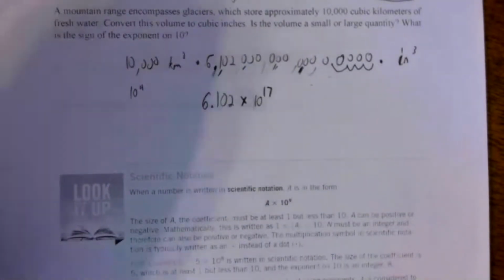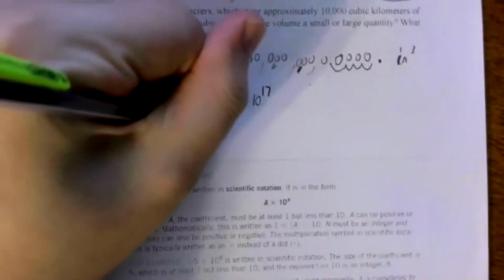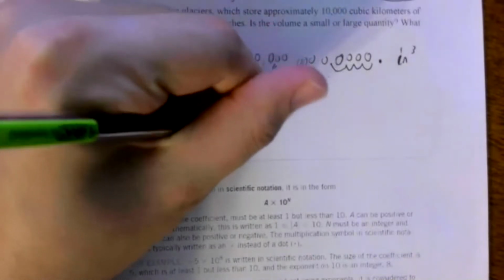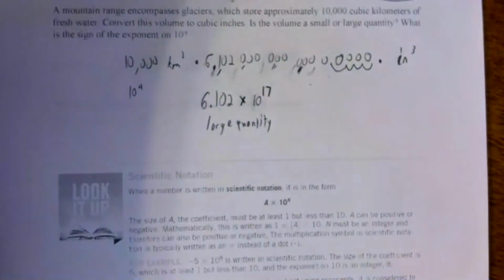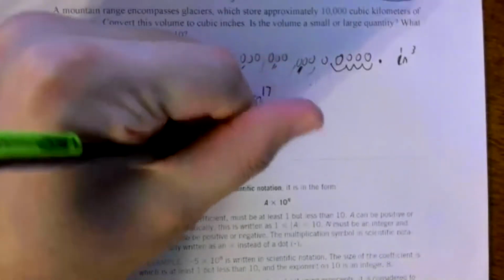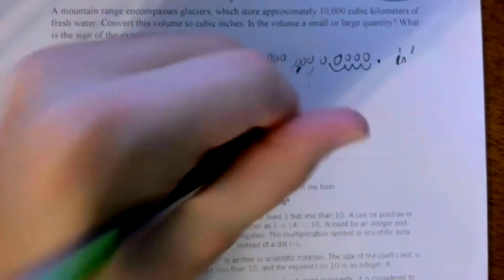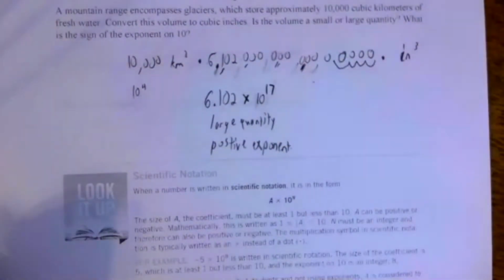Okay. And then it asks, is this volume a small or large quantity? Well, it's definitely a large quantity. And then it says, what's the sign of the exponent? Well, it's a positive exponent. Okay, any questions on this page?